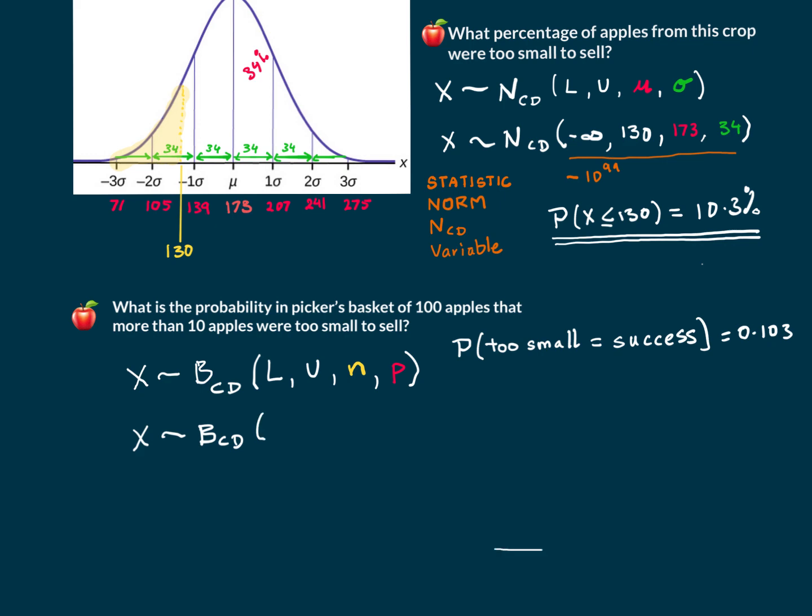And so the numbers that you'll be putting into your calculator for binomial cumulative distribution, the lower part here is very critical, because remember, you want more than 10 apples. You don't want 10, you want more than 10. So our lower boundary is going to be 11. The upper boundary is going to be up to 100. And we also have 100 trials, because we're looking at 100 apples. And the probability of that success of being too small is going to be 0.103. And these are the numbers you want to put into your calculator.